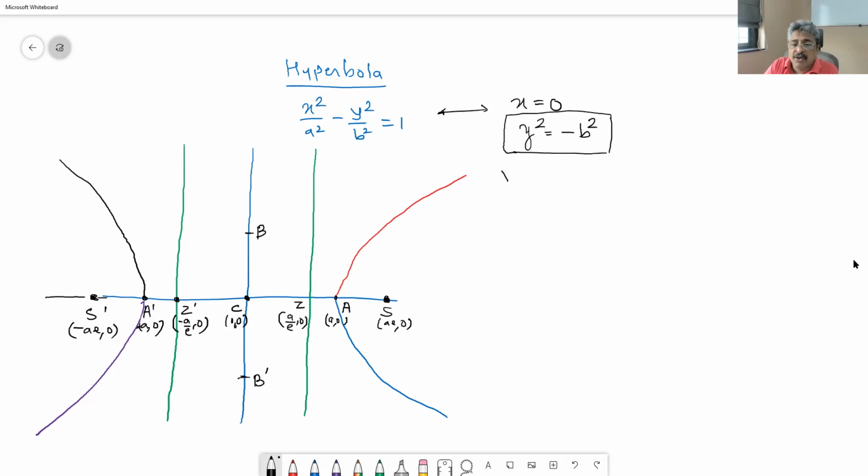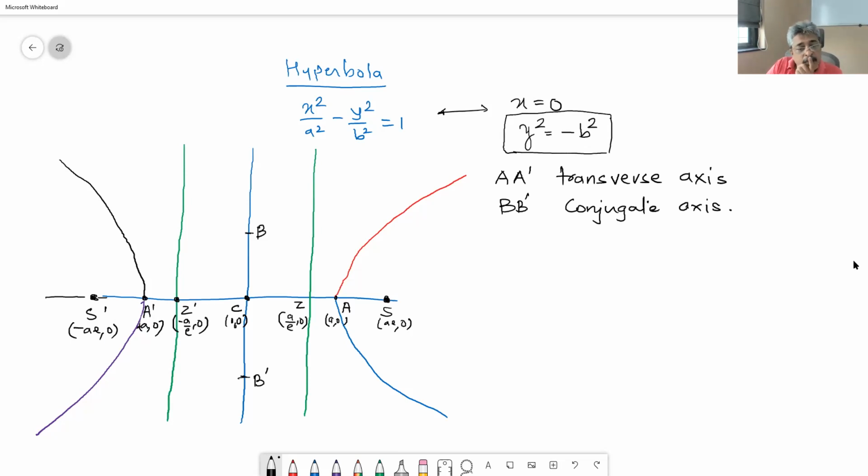Okay, AA dash is called the transverse axis. And BB dash is called the conjugate axis. Okay.